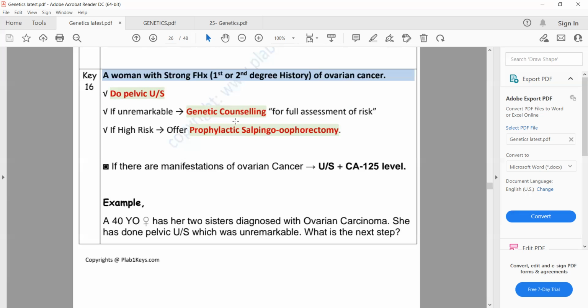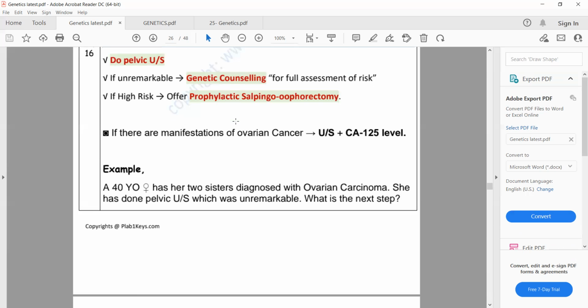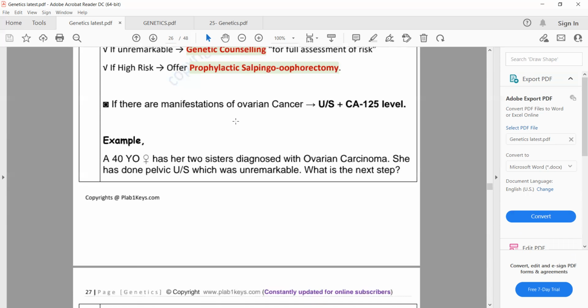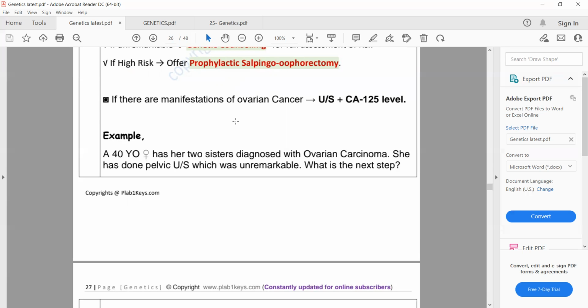ultrasound and CA125 levels. For example, a 40-year-old female has her two sisters diagnosed with ovarian carcinoma. So this person has a family history of ovarian carcinoma. So the first thing that we need to do is a pelvic ultrasound. But in this case, she has had a pelvic ultrasound, which was unremarkable. What is the next step? So the next step should be genetic counseling.